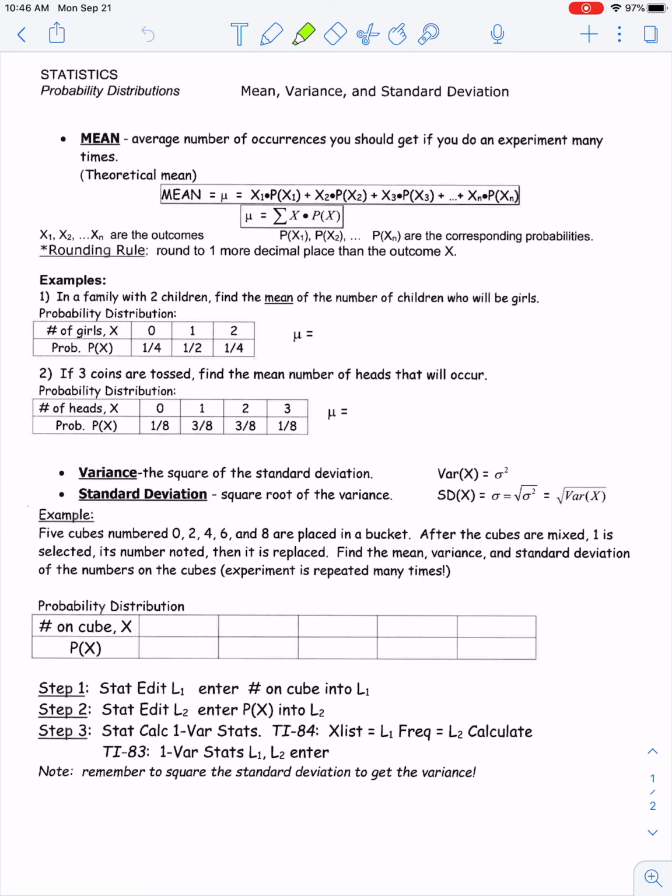This is the second lesson we have in probability distributions. In today's topic, we want to talk about mean, variance, and standard deviation for a probability distribution.